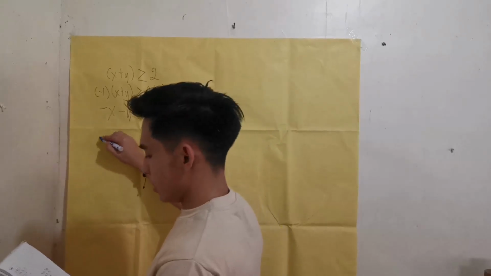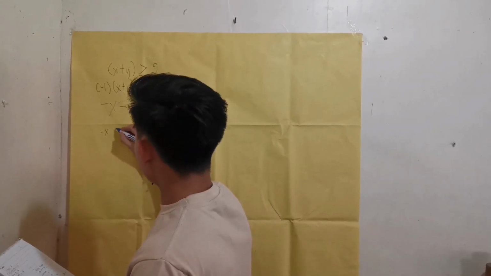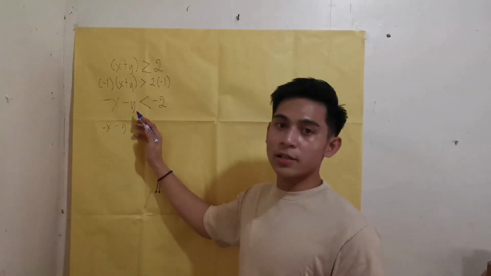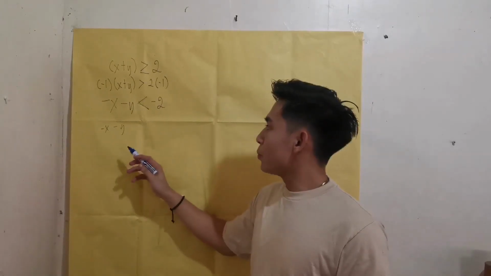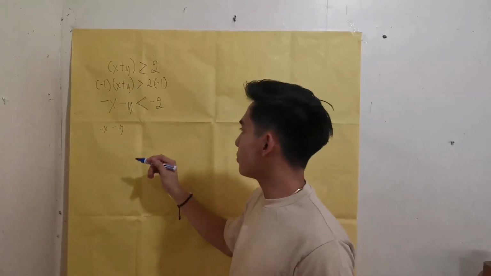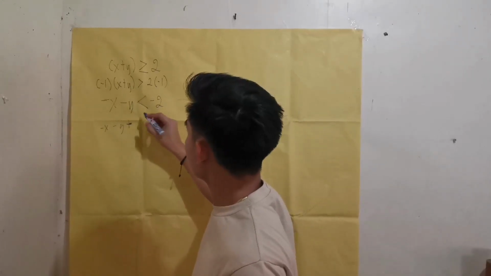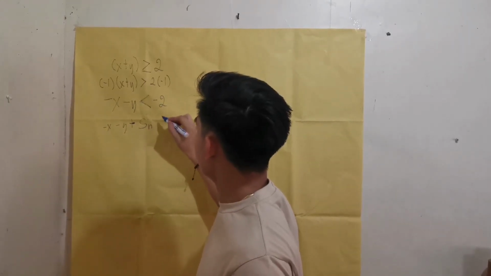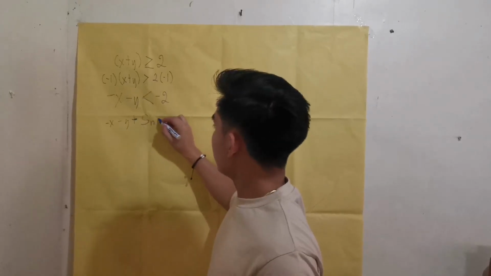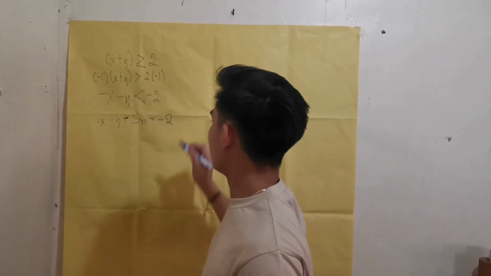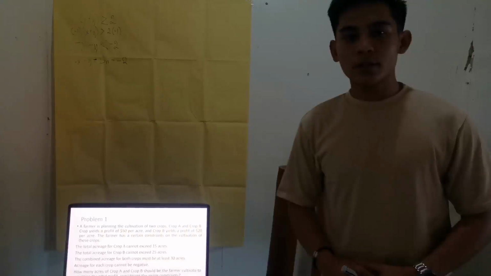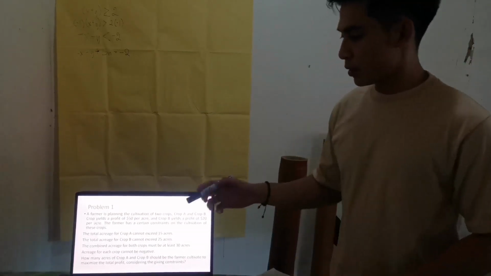So x minus y. So its symbol is now less than. So we can now add a slack number, plus s sub 1 equals -2. So there. Let's move on to the next slide.